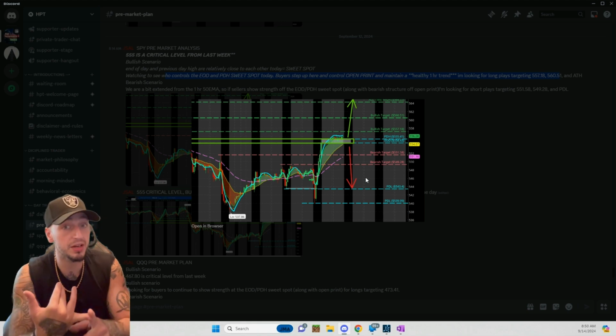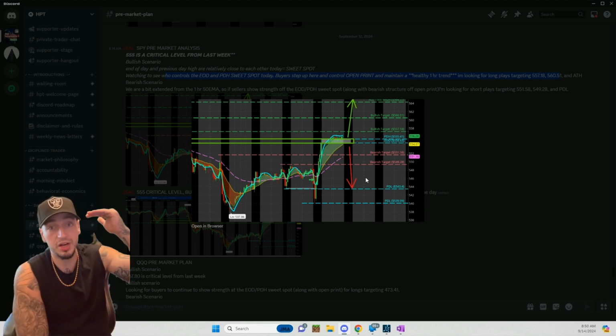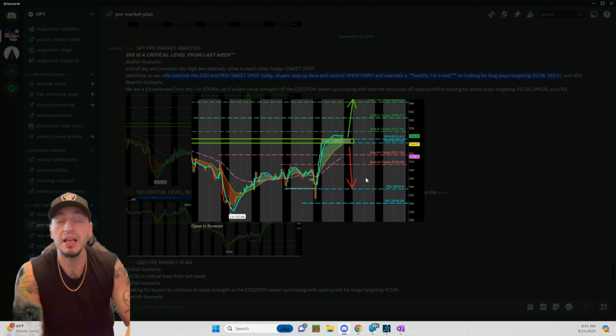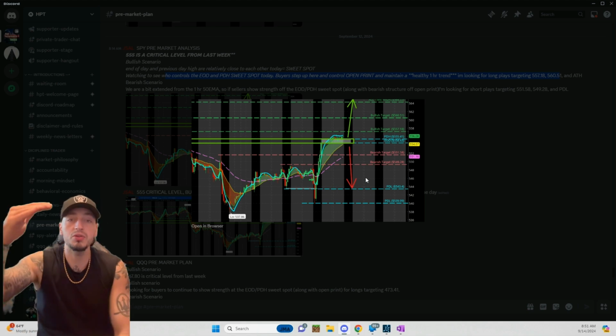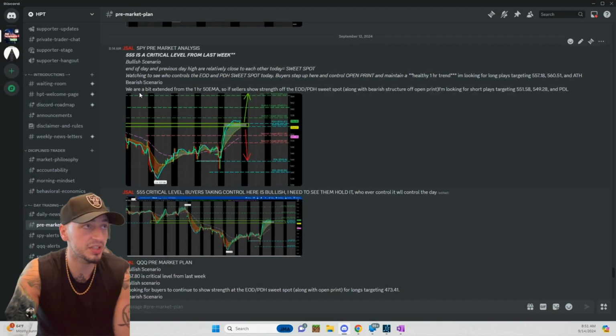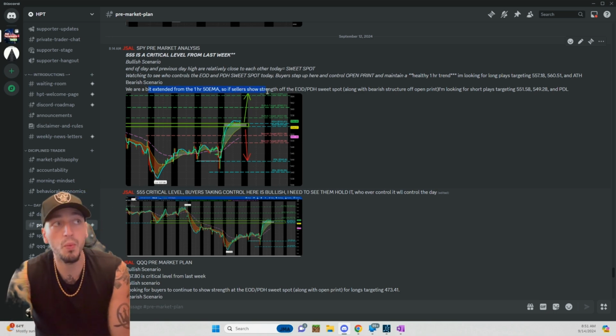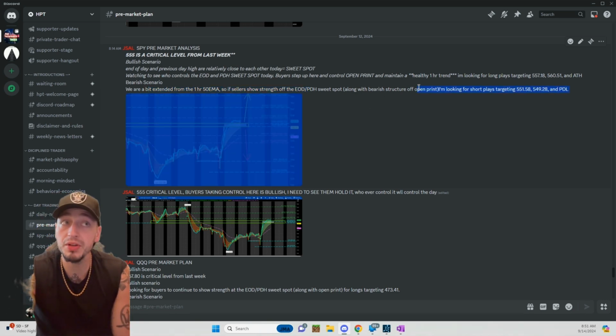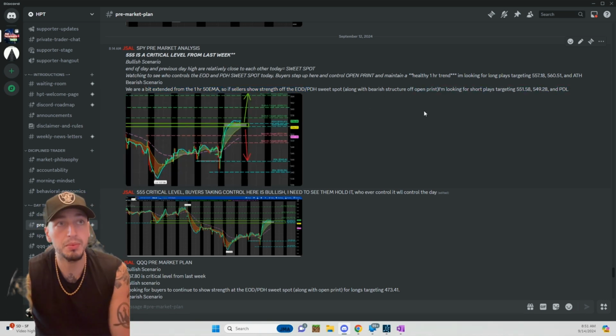And if buyers control the sweet spot, I'm looking to target this level, this level, this level. If sellers control the sweet spot, I'm looking to target this level, this level, this level, right? Very clear. Bearish scenario, we're a bit extended from the 1 hour 50. If sellers show strength off EOD and PDH, sweet spot, along with bearish structure off open print, I'm looking for short plays targeting XYZ, right?